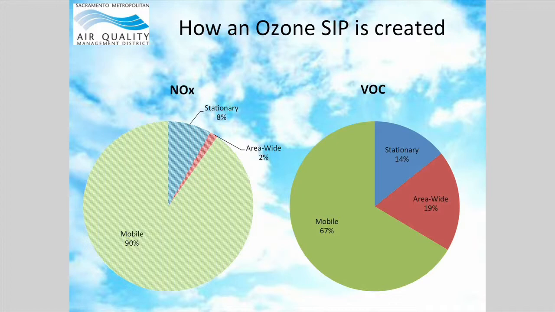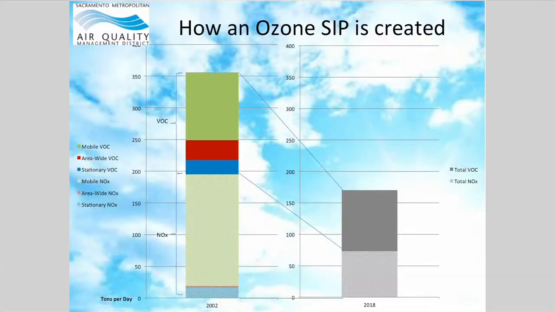Your PowerPoint. But I wanted to show, this started in 2002 when we were doing the current SIP. That's where our inventory was. We get transportation input from SACOG, it goes to ARB, we look at our inventory. This is where we had to go in 2018 to meet the standard. And that's a lot of rules and regulations.